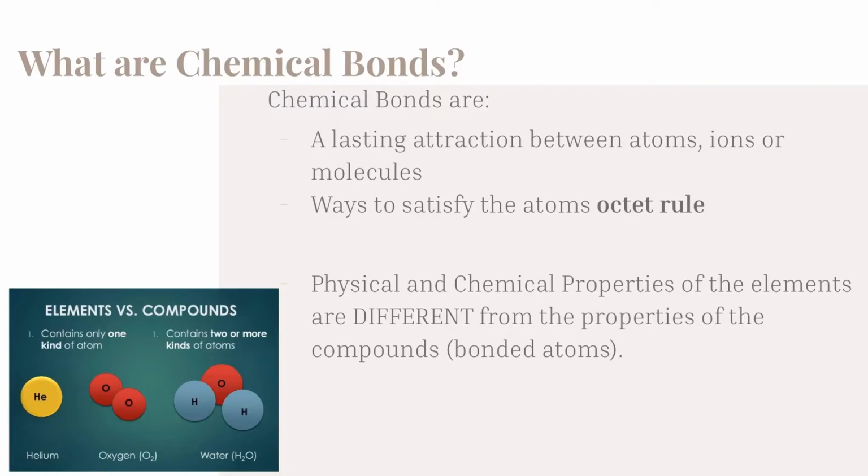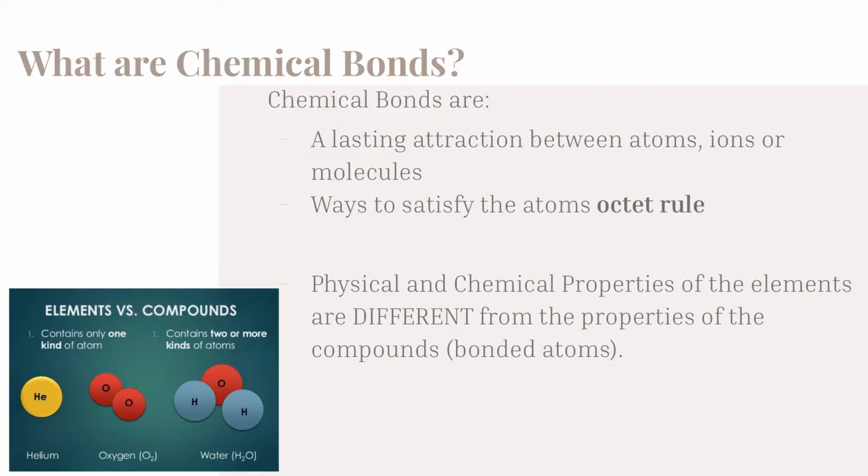What are chemical bonds? Chemical bonds are a lasting attraction between atoms, ions, or molecules. They're ways to satisfy the atom's octet rule. Physical and chemical properties of the elements are different from the properties of the compounds bonded atoms.